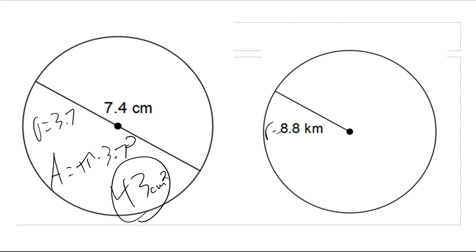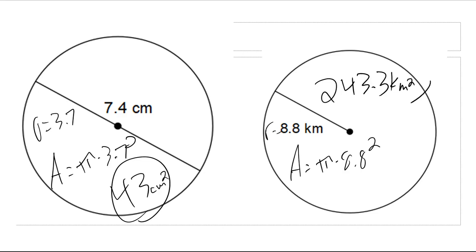This one, this is my radius, so area equals pi times 8.8 squared. I get 243.3 kilometers squared. And there we go.